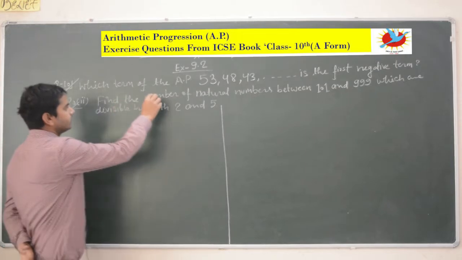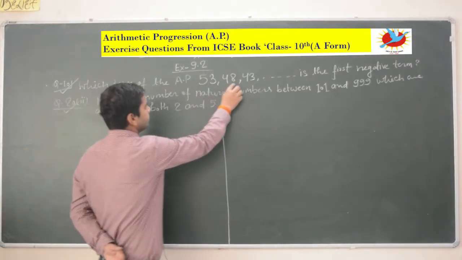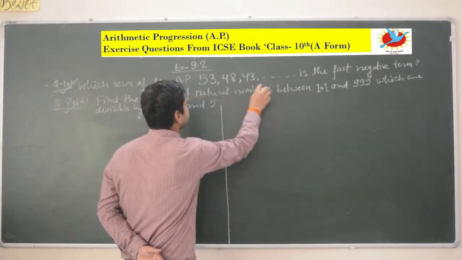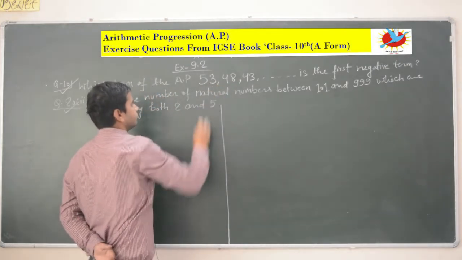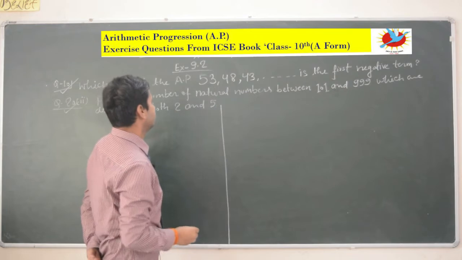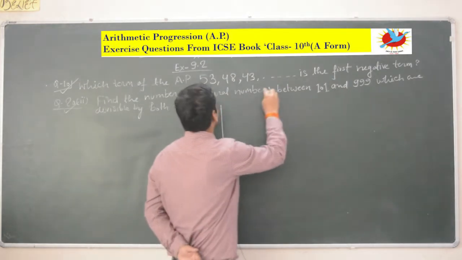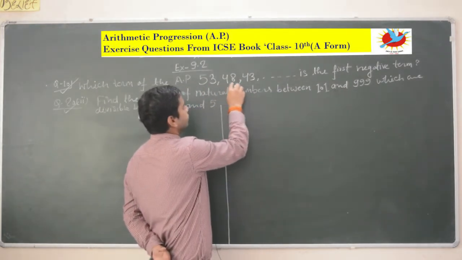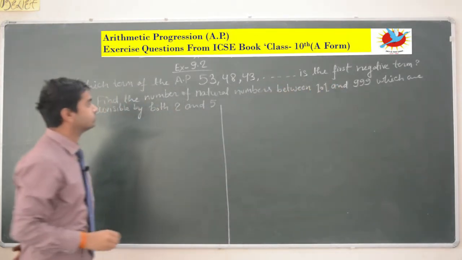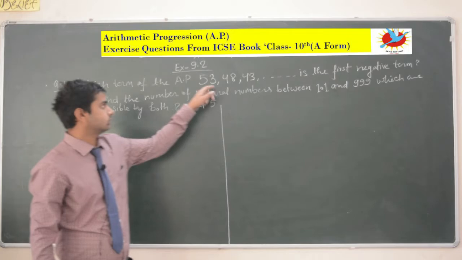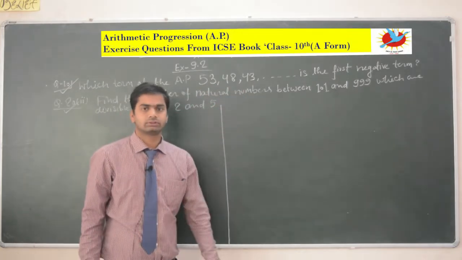Which term of the AP 53, 48, 43 is the first negative term? This is a decreasing AP where D is negative; the next term is lesser than the preceding term. The question is which term of this sequence 53, 48, 43 is the first negative term.